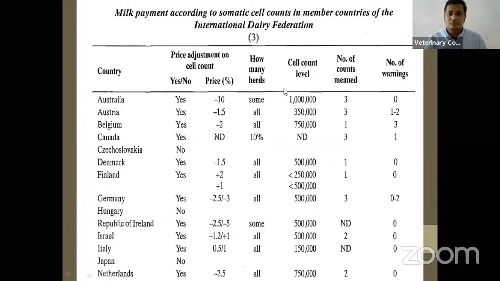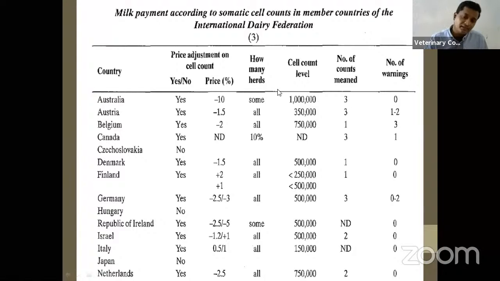If the cell count is less than 10 lakh, it is fine, not an issue, and you will get the full price. If the cell count goes beyond 10 lakh, they will reduce the price by 10%. The milk price gets reduced.